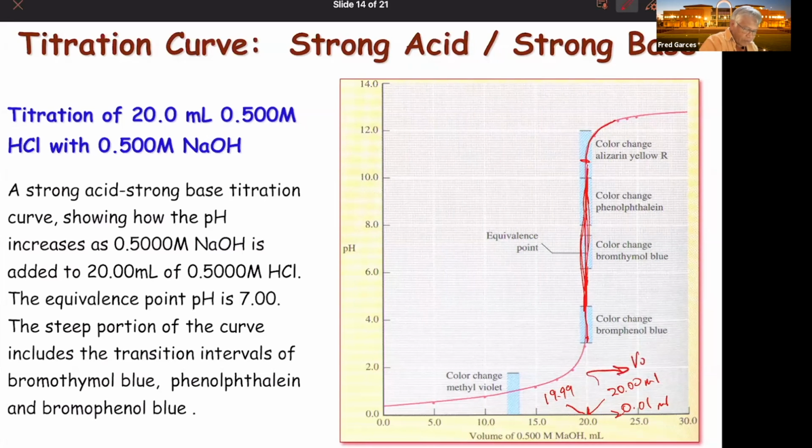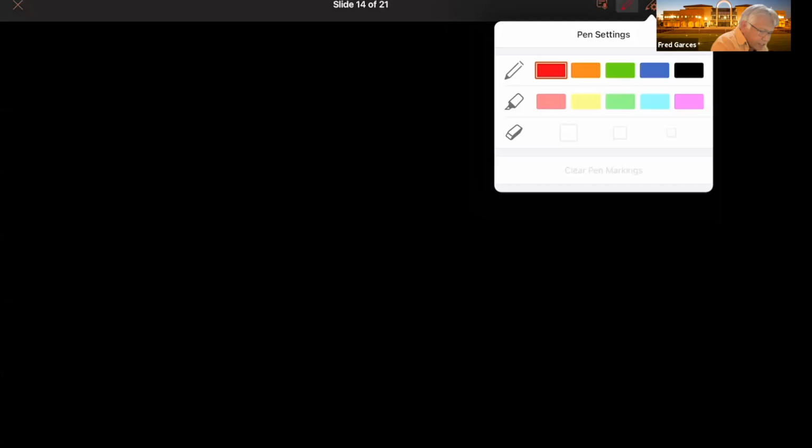Remember, this is the volume that you're adding in this particular axis. So as you go further right in the titration curve, the pH will go up and then it'll level off. Okay, that's what you see right here. Now, what you want to remember here is the following.